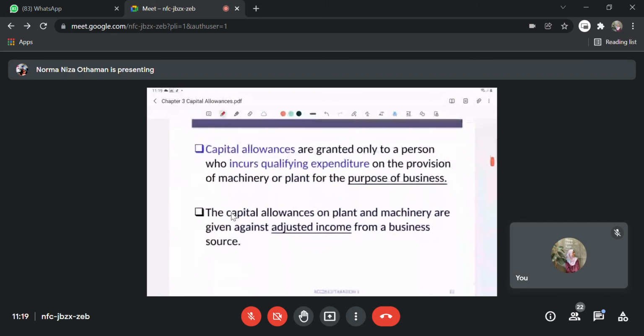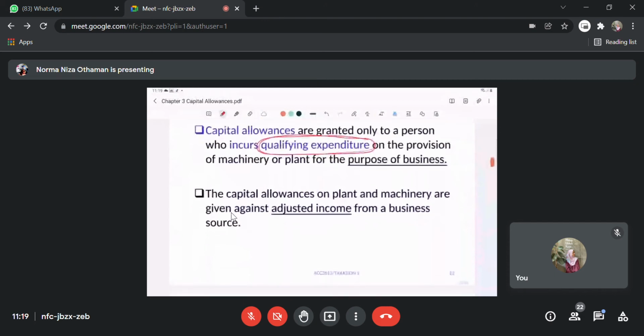And then the capital allowances are only given to a person who incurs the qualifying expenditure. So ini adalah item yang penting lah. Yang ni yang you have to calculate. You have to calculate the qualifying expenditure. Selepas ni kita akan buat soalan to calculate the qualifying expenditure. Okay, and then the capital allowances are given against the adjusted income. Maksudnya kita akan compute capital allowances ni untuk kita dapatkan adjusted income for the business. Okay, yang ni you akan refer to the format.